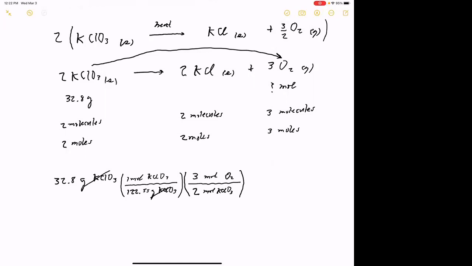Okay, good. Now notice what happens. Your moles of KClO3 cancel with your moles of KClO3, and I'm left with my moles of O2. That's what I want. Now I can work this through and get the right number of sig figs, and I get 0.401 moles.